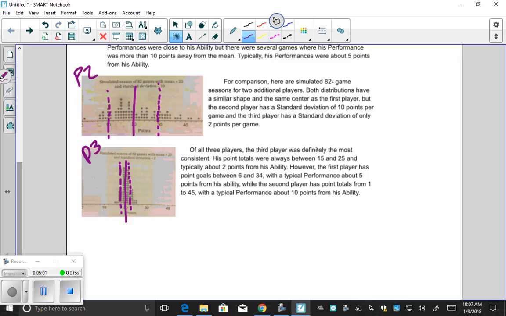His total points were always between 15 and 25, with typically about 2 points from his ability. However, the first player had point totals between 6 and 34, with the typical performance about 5 points from his ability, while the second player has point totals from 1 to 45, with a typical performance of about 10 points from their ability. These numbers here came from standard deviations, which were given to us.